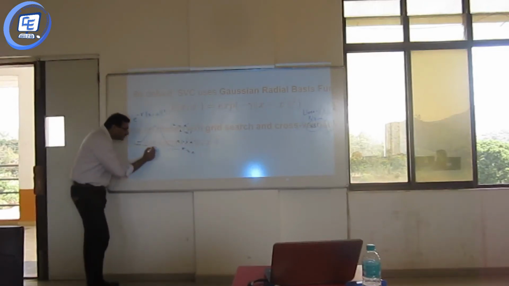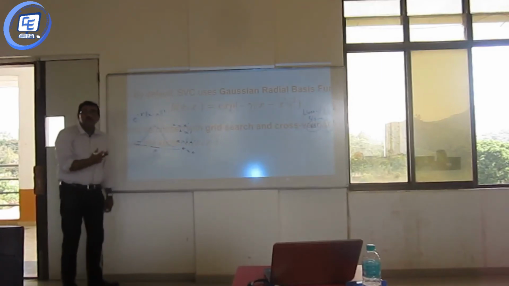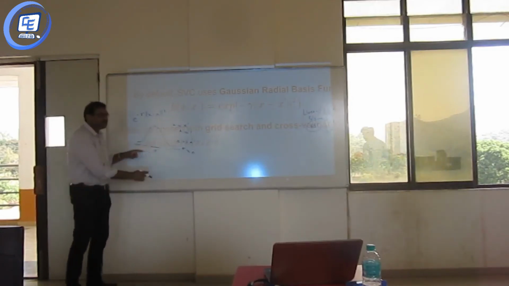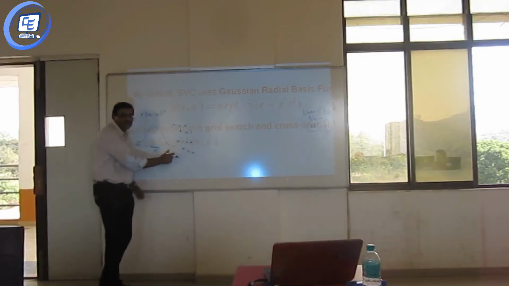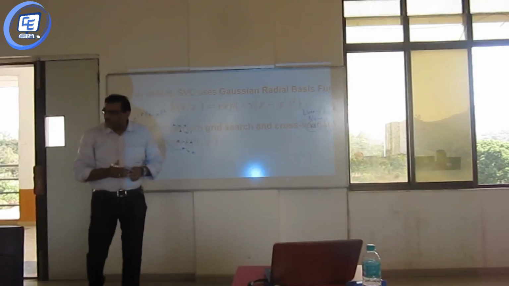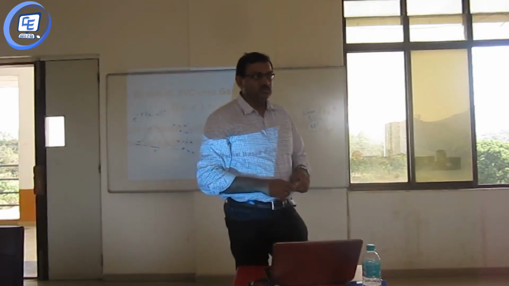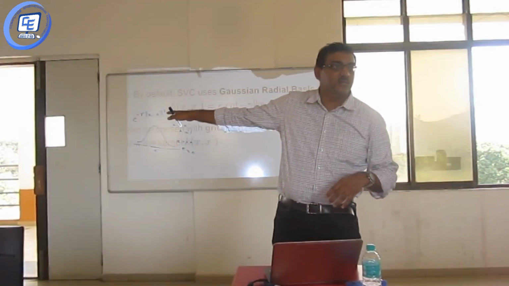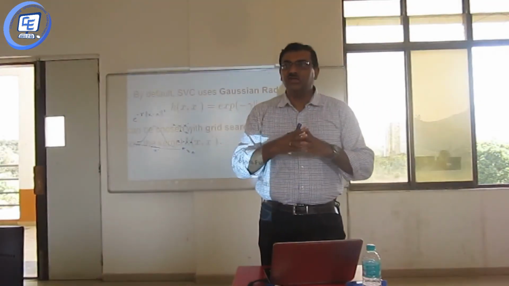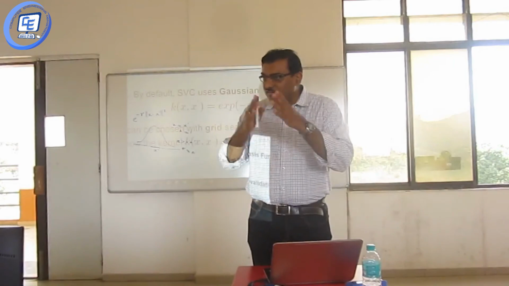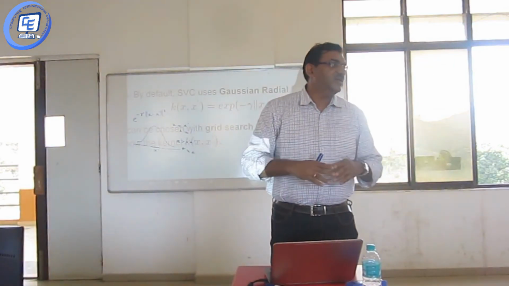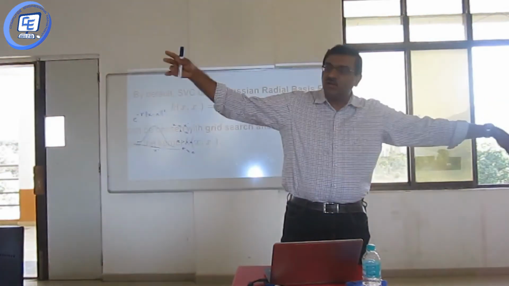So if x is very close to x dash, give it more importance. If x is very far from x dash, give it less importance. That is what the RBF kernel is doing. That is the interpretation of this formula here. If x is very close to x dash, give it more importance, distance k is 1. If x is very far, then give it less importance.